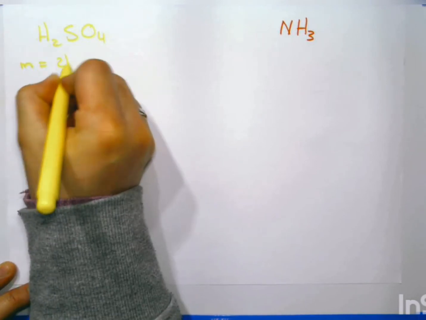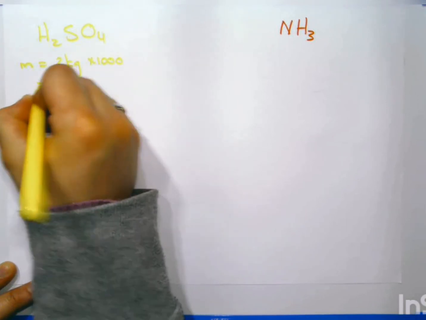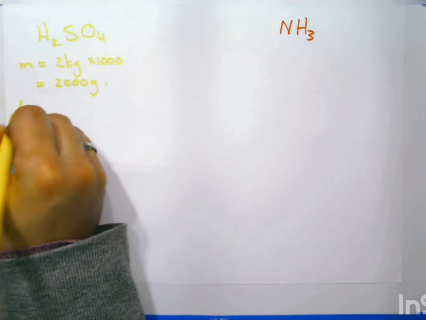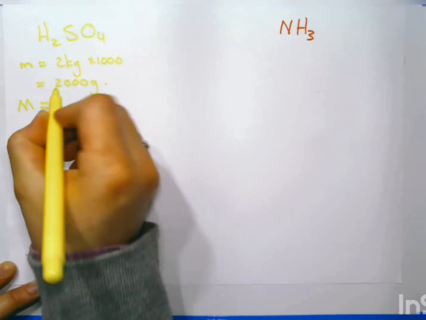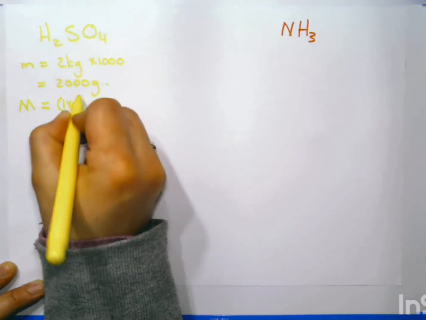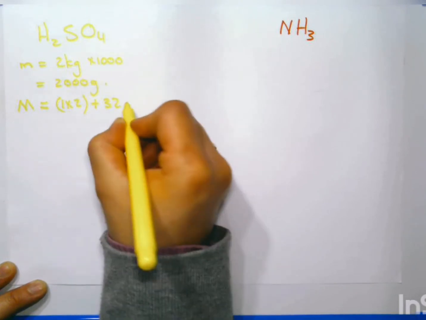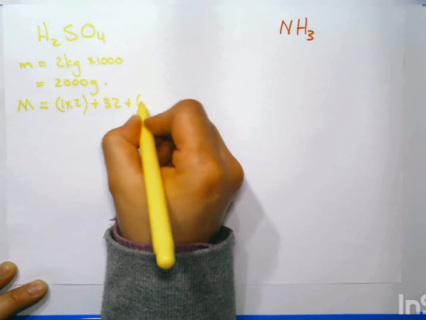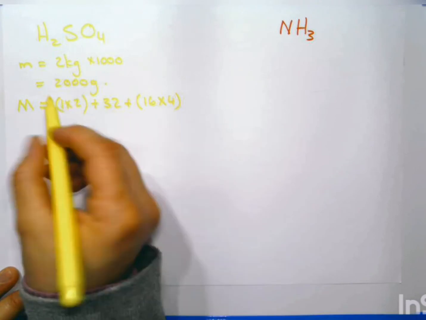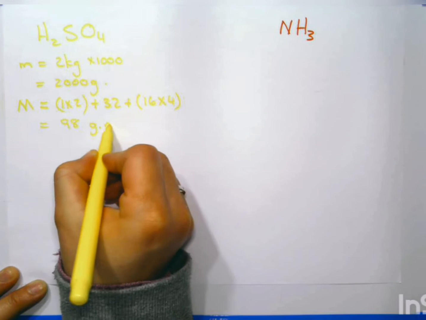So what do we have? We have 2 kilograms of sulfuric acid. We convert that to grams. So we multiply it with 1,000, which gives us 2,000 grams. Then we have to determine our molar mass. Now, for hydrogen, the molar mass is 1, and there's 2, so it's 1 times 2 plus 32 for sulfur, and then 1 oxygen is 16 grams per mole, and there are 4, so we multiply it with 4, and we add that to give us 98 grams per mole.